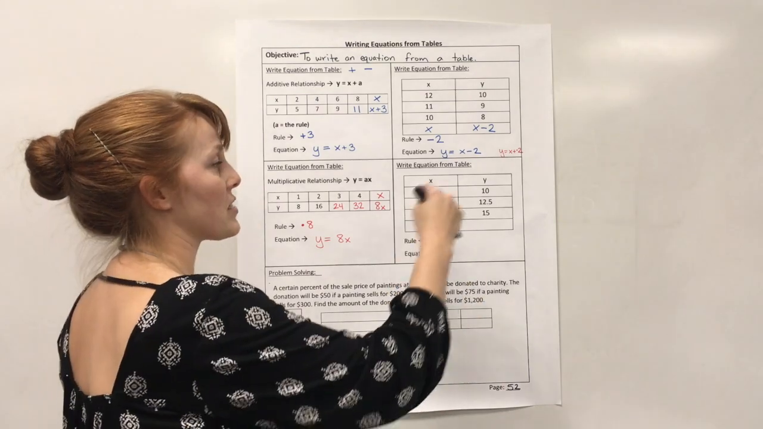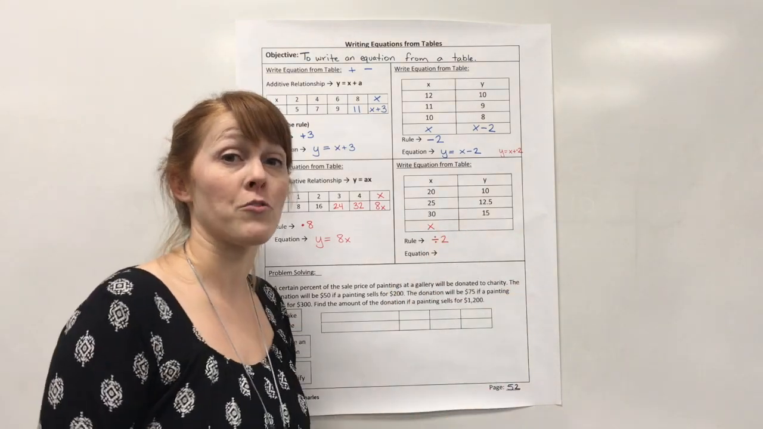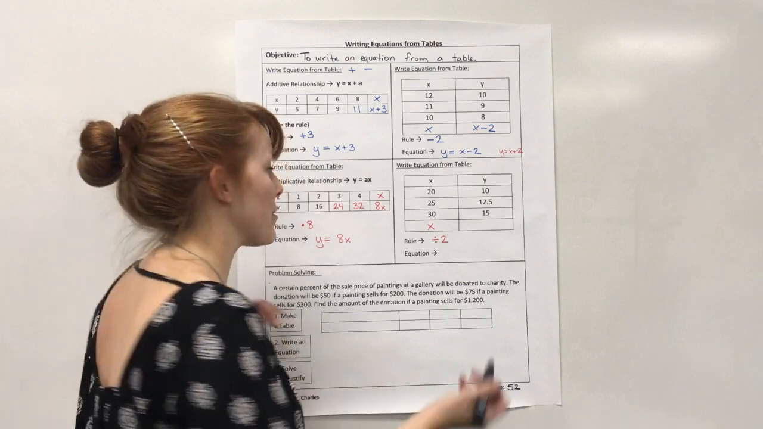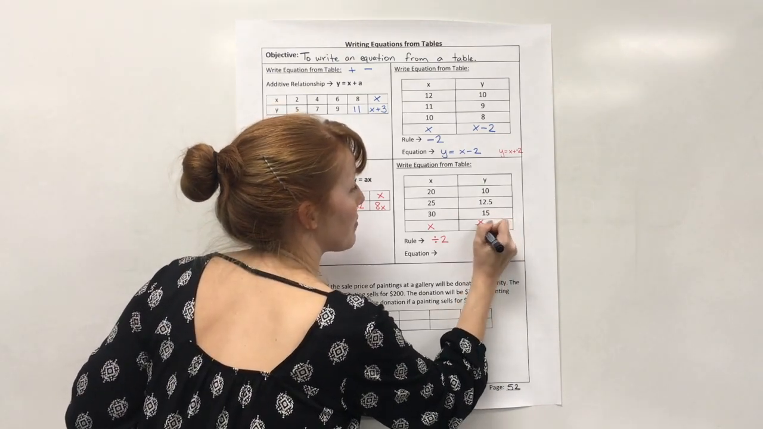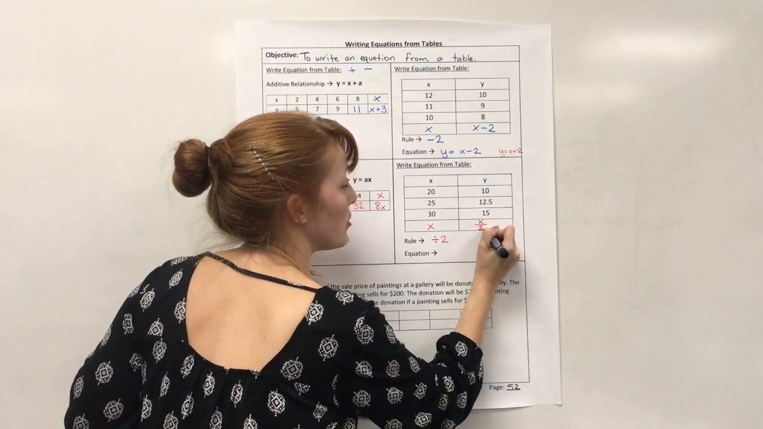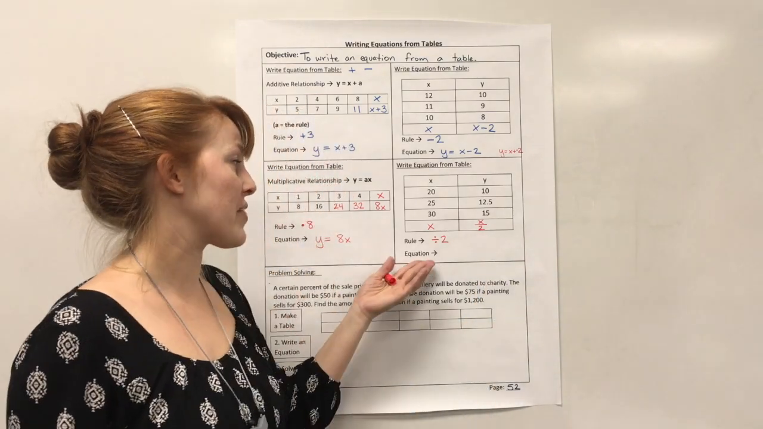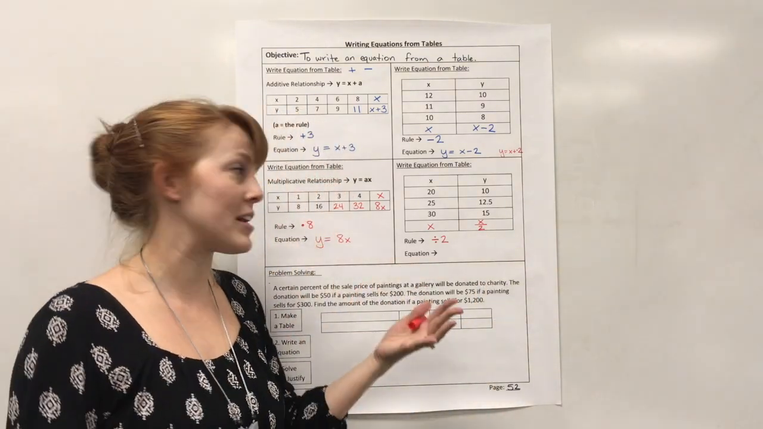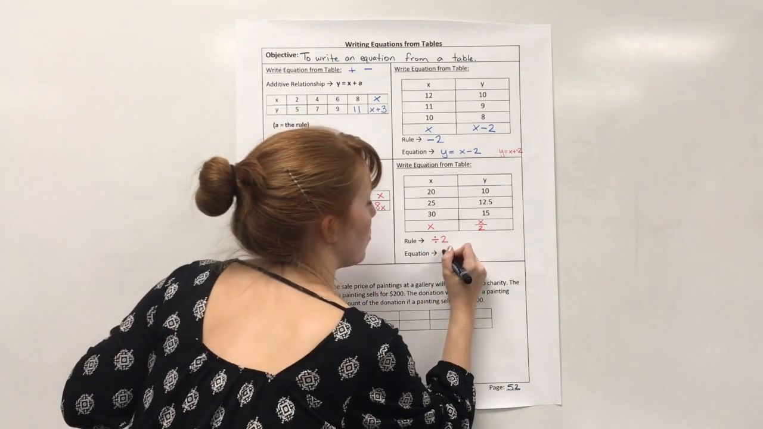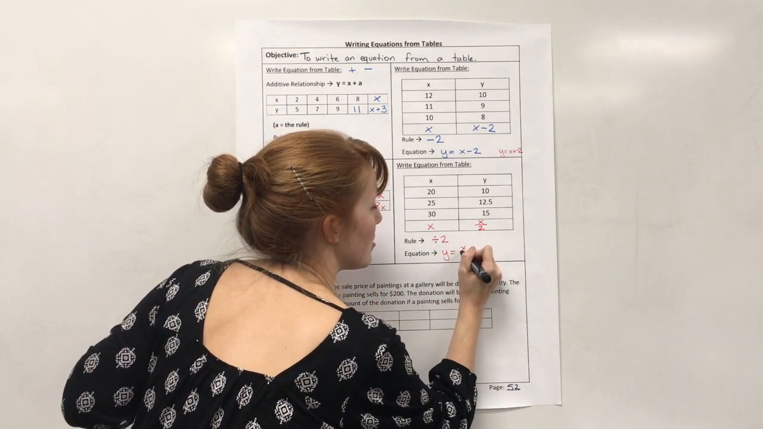Now you could write X divided by 2. I'm going to write it in the form of a fraction because you're going to see that very often. So X over 2. All right, and then how do I make that into an equation? I just set it equal to Y. Y equals X divided by 2.